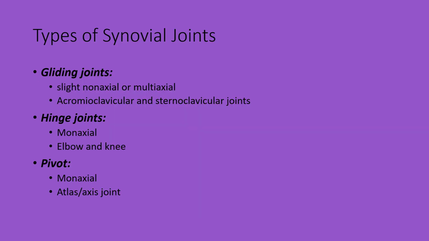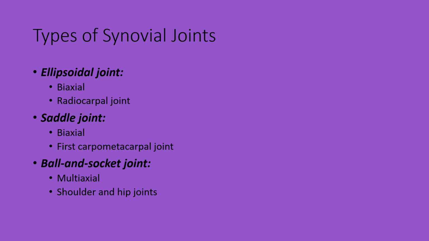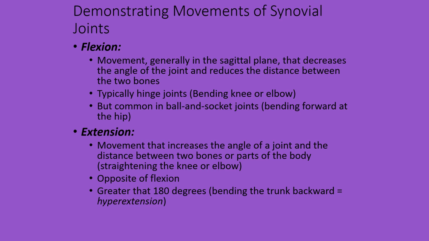So the types of synovial joints, as I said, there are 6 main types. The gliding joints, hinge joints, pivot joints. Just go through each of these, and be familiar with each of the 6 types. This does give examples of where you find them, as well as on that previous picture that had an actual picture of the skeleton where you find some of them. Ellipsoidal joints, saddle joints, ball and socket.